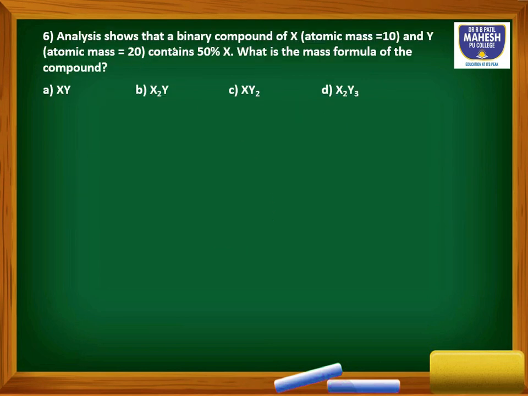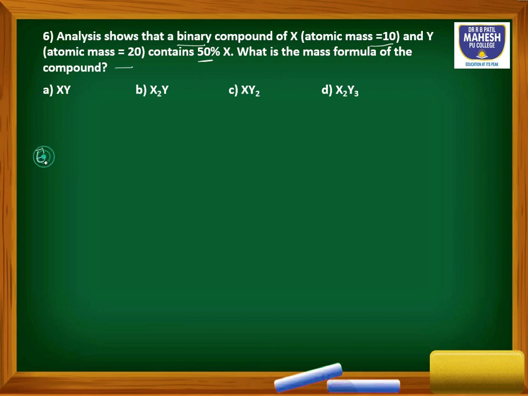Analysis shows that a binary compound, that means a compound made up of only two elements, X and Y. X has atomic mass of 10, Y has atomic mass of 20. It contains 50% of X. Automatically remaining is going to be Y. What is that? That is also 50% only. Okay, let us write that.